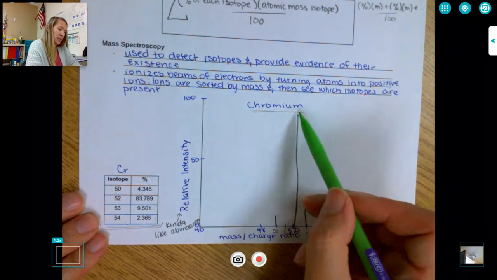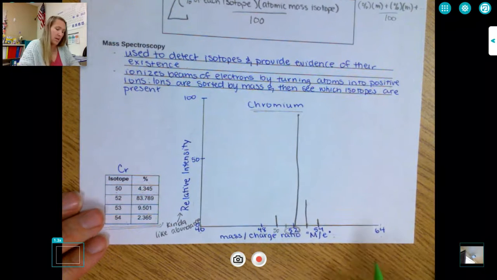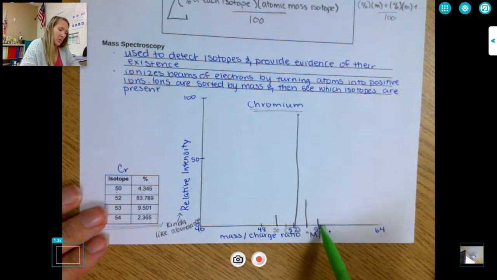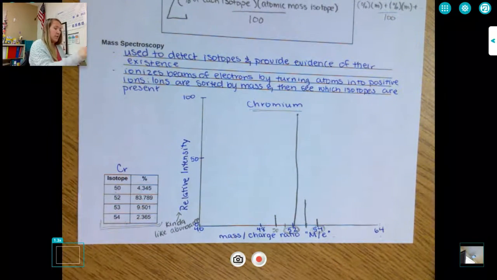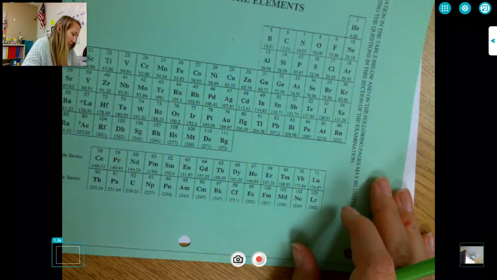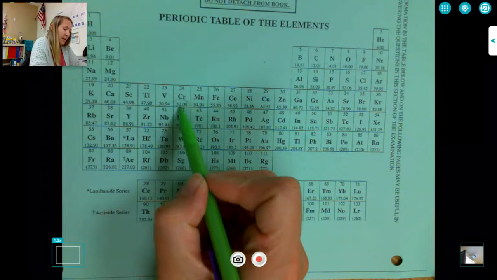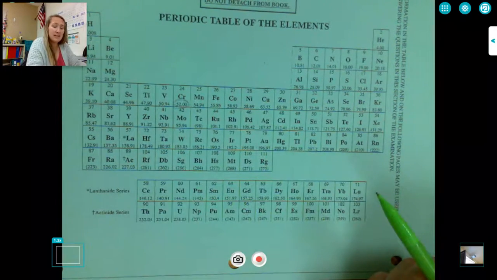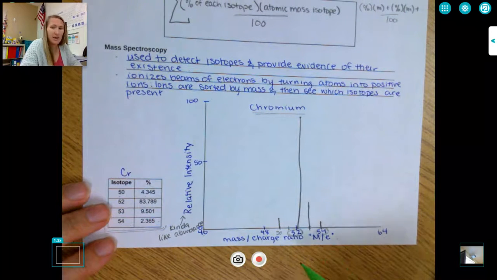Has the highest relative intensity. It's the most prevalent. It bombarded with the sides the most. And that my lowest intensity one is 54. If I look on the periodic table at chromium, which is here, I can see that chromium has an average atomic mass of 52. Well, that makes sense. It matches up with the most abundant isotope that I have, which is isotope 52.